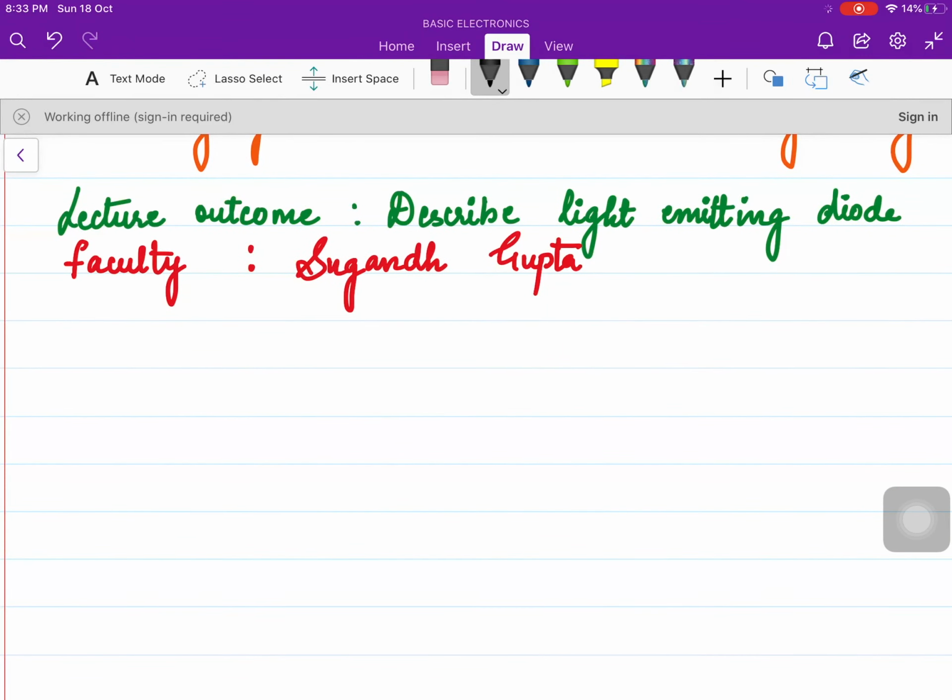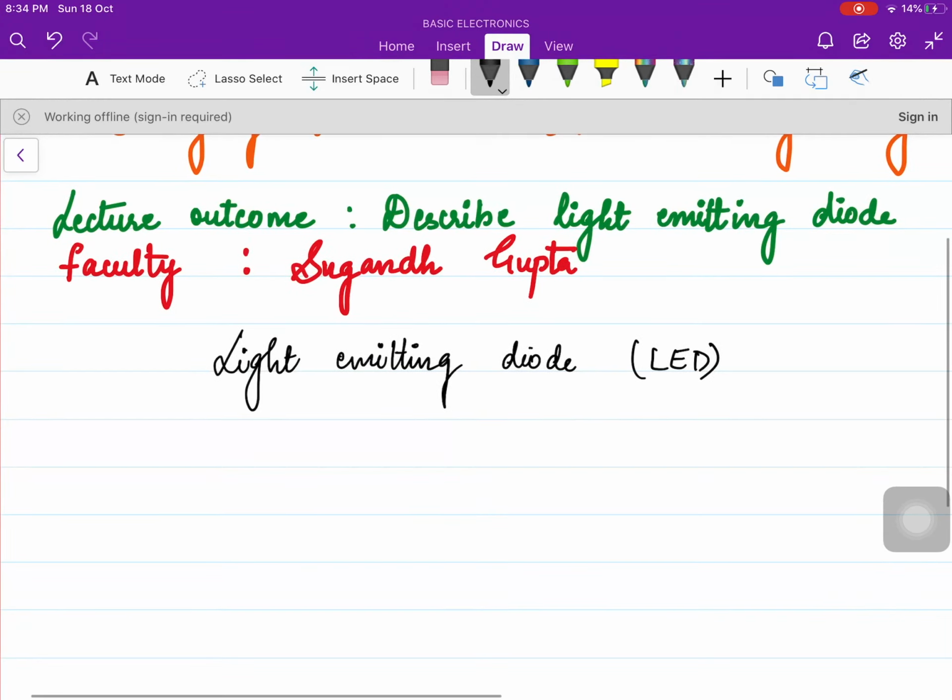So light emitting diode. First of all, let us see the symbol of light emitting diode. Light emitting diode is also abbreviated as LED, and I hope everybody must have heard the name of LEDs. We use them in our daily life, especially in the festivals. Today in this lecture we will see the operation and the working principle of LED.